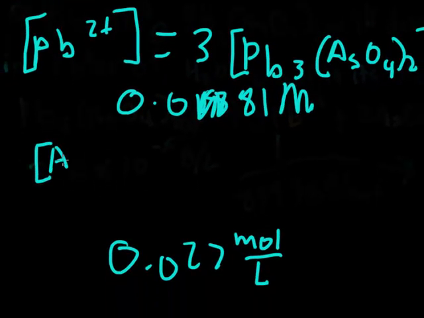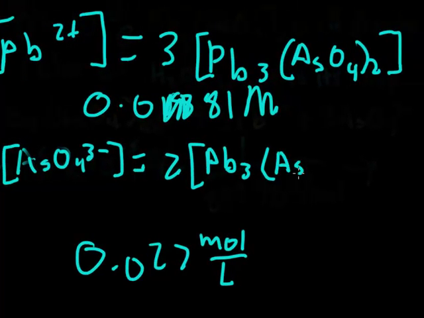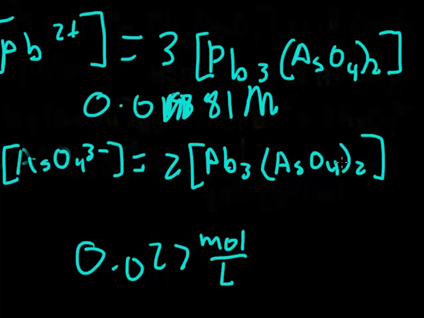For the AsO4, from the equation you will see that there are 2 molecules of this for every one of the Pb3(AsO4)2, which means you will need to multiply its concentration by 2, which will give you 0.054 molarity.